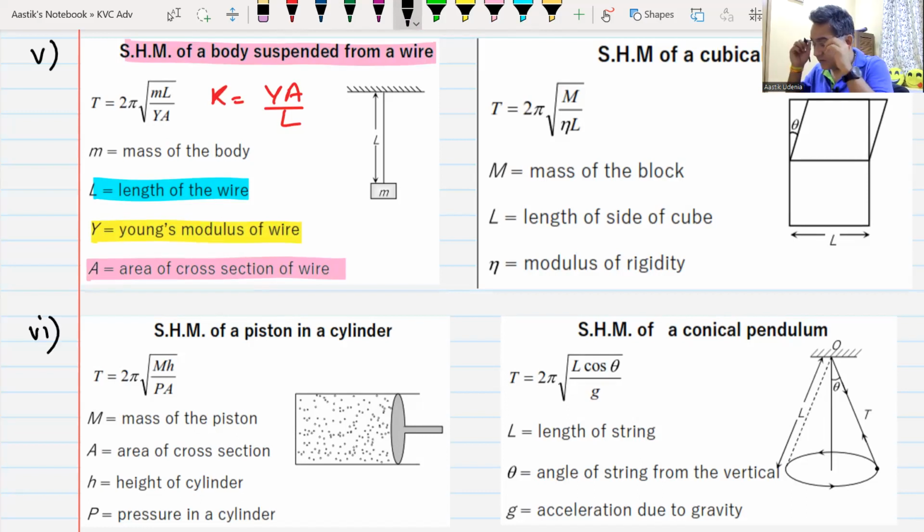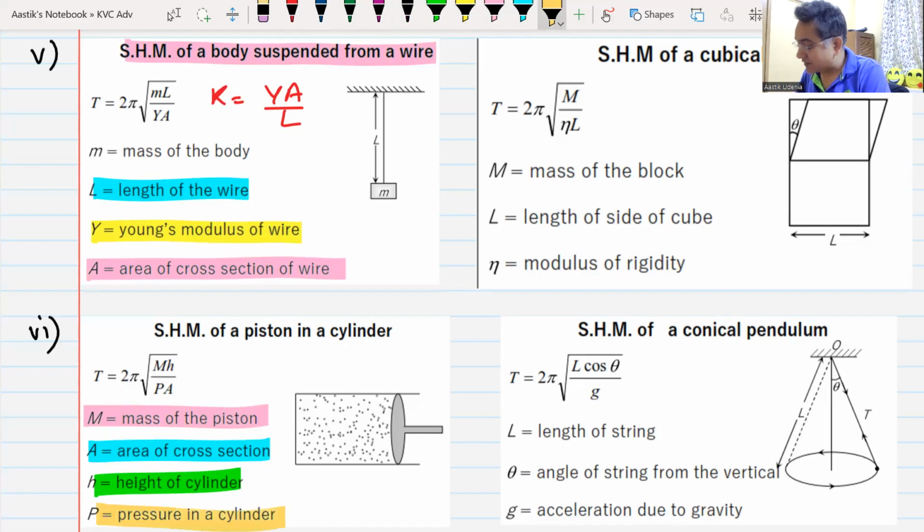The 6th one is the SHM of a piston in a cylinder. M is the mass of the piston, A is the area of cross section, H is the height of the cylinder, and P is the pressure in the cylinder. Just remember this formula. Then the 7th one is the SHM of a cubical block. You have a cubical block, you apply a shear stress force on the upper side, and then it will oscillate like this. Do you understand how it is oscillating? See, the block is like this, and I apply a force like this, so it oscillates like this. Do we understand? That is the cubical block.